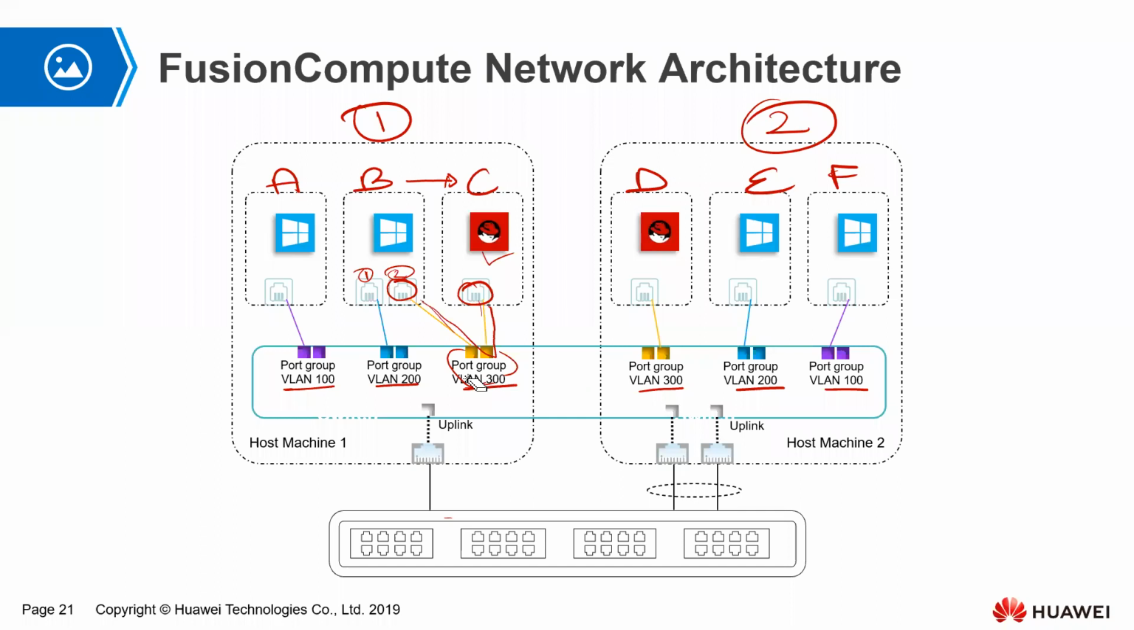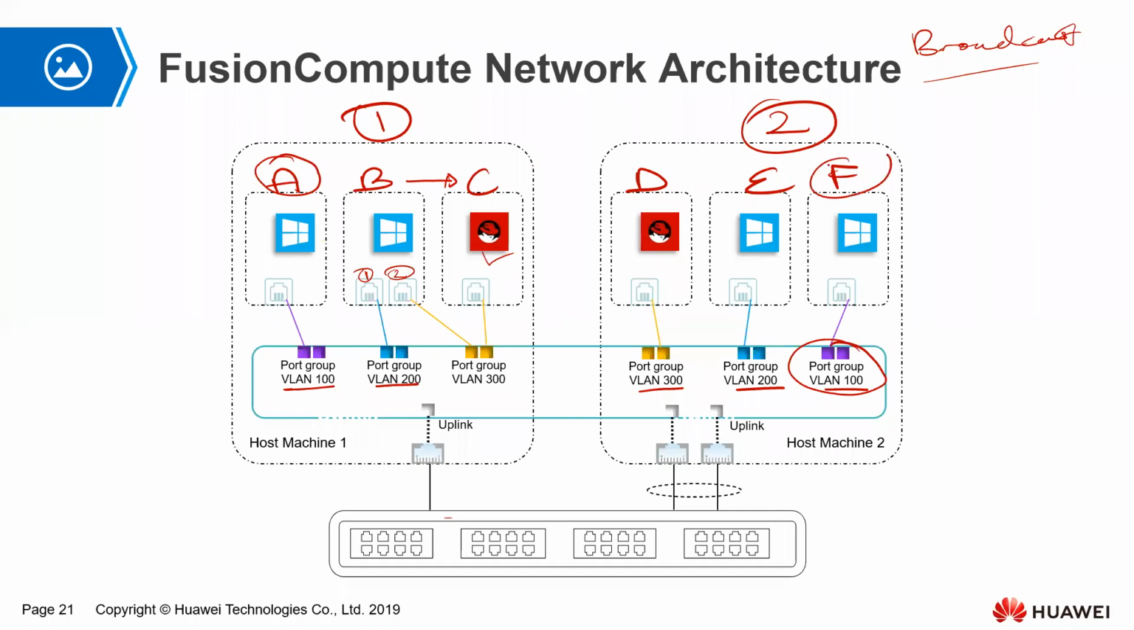Okay. But we have another scenario here that I want you to pay attention to. As we can see, virtual machine A here is in VLAN 100. And virtual machine F is also in VLAN 100. They're in the same VLAN. They don't have to route their packets, right? They just need to send, because they are in the same broadcast domain. They just need to send their MAC addresses, and they're able to communicate.